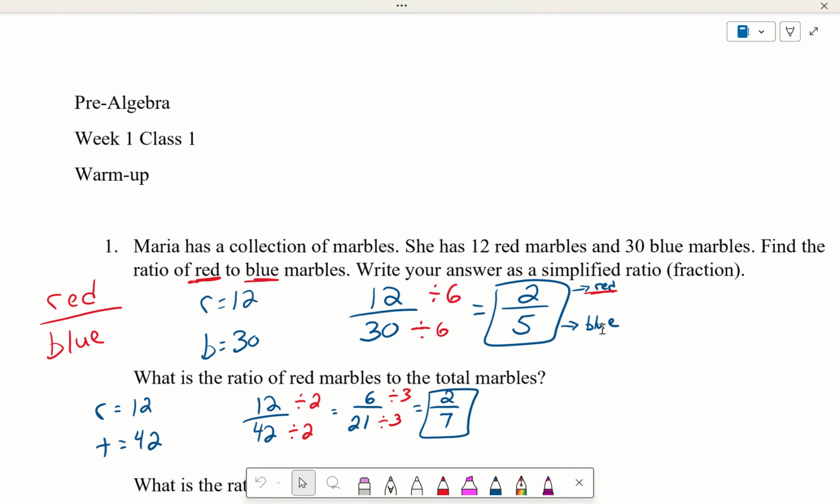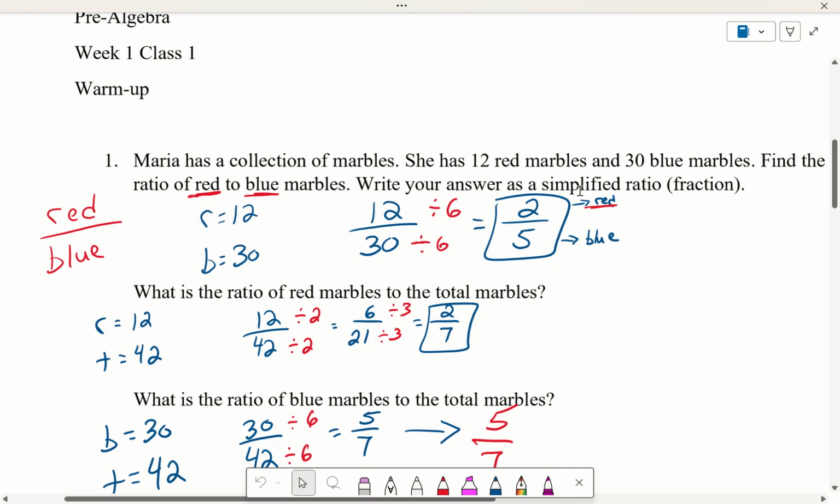Next one, what's the ratio of red marbles to the total marbles? Well, we've got 12 red, we got 30 blue, so 12 red, 30 plus 12 is 42 total. The red marbles, 12, to the total marbles, 42. We can divide both these by 2, 6 to 21. We can divide both of these by 3. We get 2 to 7. So the ratio of red marbles to the total marbles is 2 to 7.